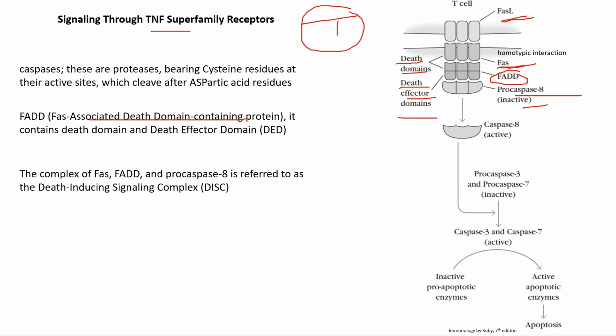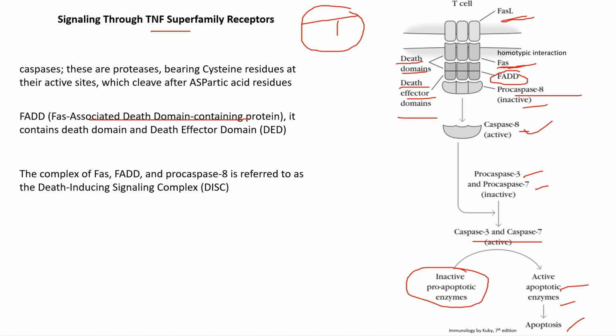Now the procaspase 8 is in an inactive form. It will undergo activation, and once it is active, it will activate procaspase 7 and procaspase 3. Once it activates those, the activated caspase 3 and 7 will activate apoptotic enzymes which remain inactivated. So who will activate these apoptotic enzymes? Caspase 7 and caspase 3, which in turn were activated by caspase 8. Once these apoptotic enzymes get activated, it will lead to apoptosis, that is programmed cell death.